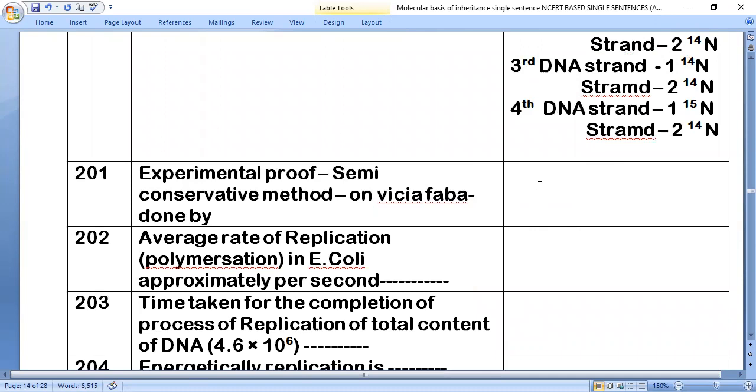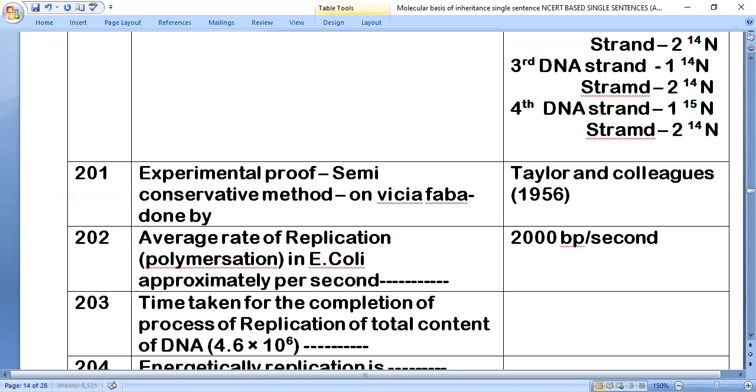Experimental proof of the semi-conservative method on Vicia faba was done by Taylor and colleagues in 1956. The average rate of replication or polymerization in E. coli is approximately 2000 base pairs per second. The time taken for replication of the total DNA content, 4.6 × 10^6 base pairs, is 18 minutes.